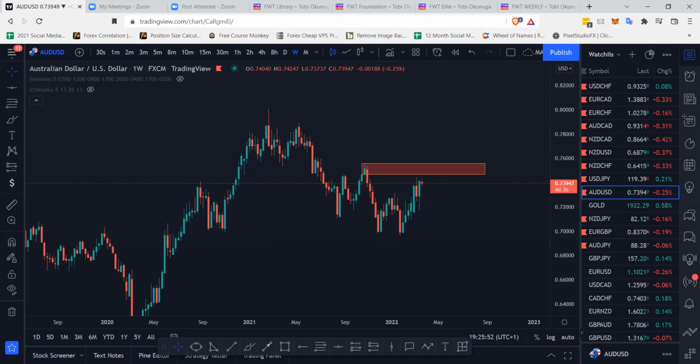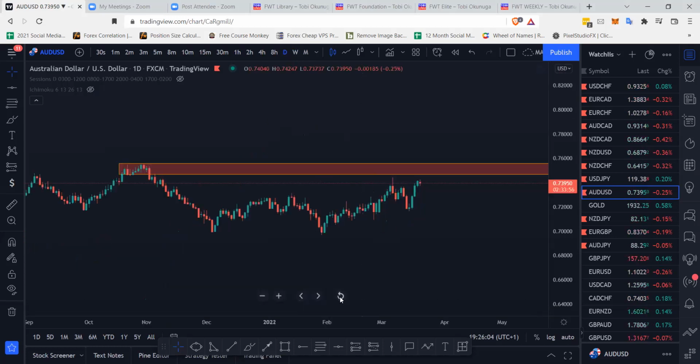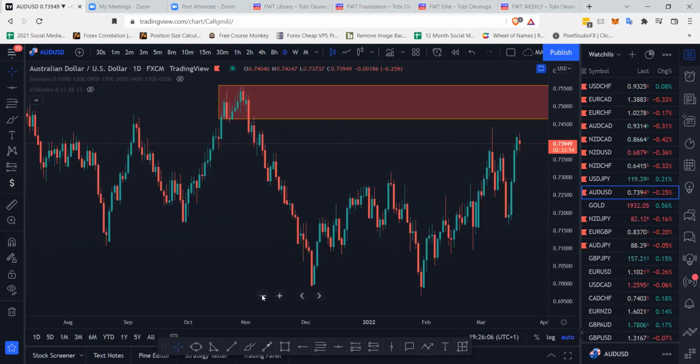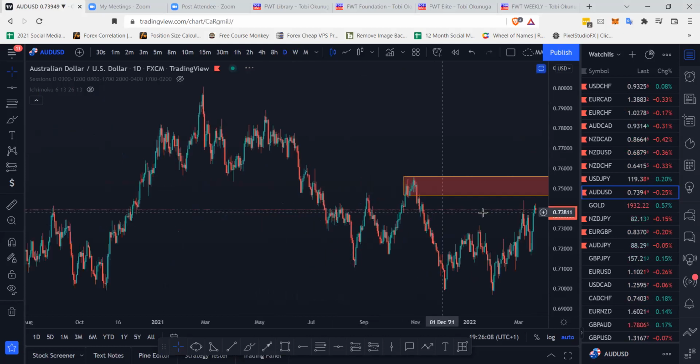Okay, D1 30 minutes play. So the setup was on daily, right? And then you're trying to enter on 30 minutes. Setup was on daily. If you are looking for a setup on daily.